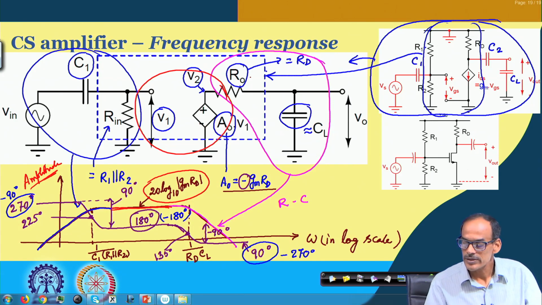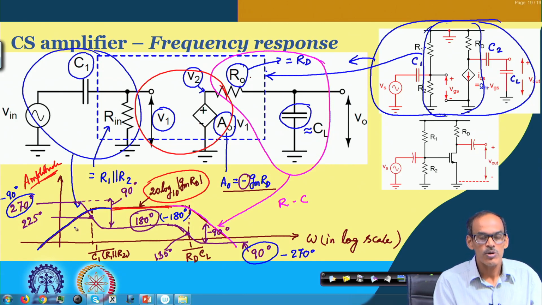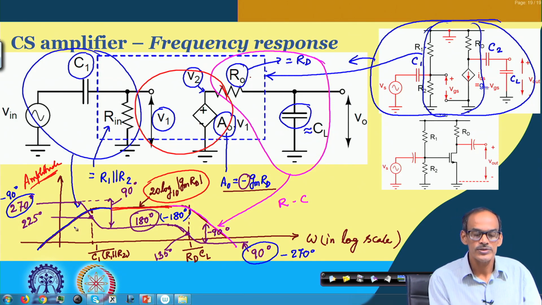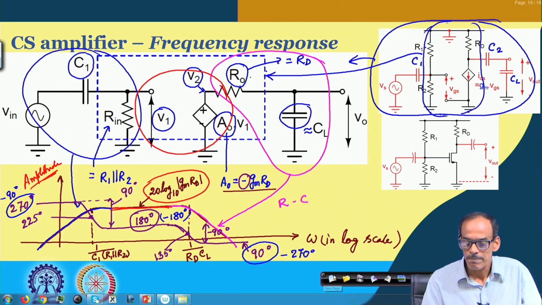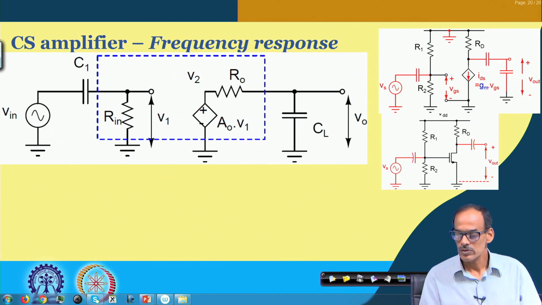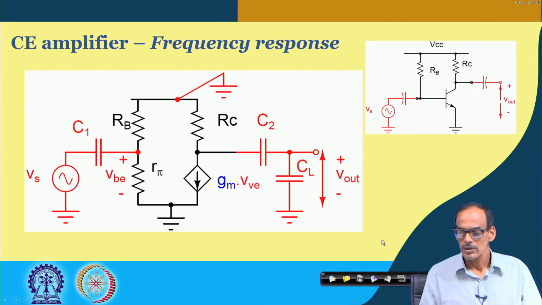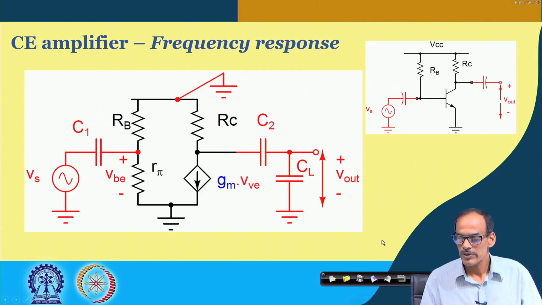So, we are getting this corresponding gain plot and phase plot easily by using the unified model of the amplifier. Similarly, the same thing can be done for the CE amplifier. So, let us see what things we have done for the CE amplifier. As I said, it is very similar.